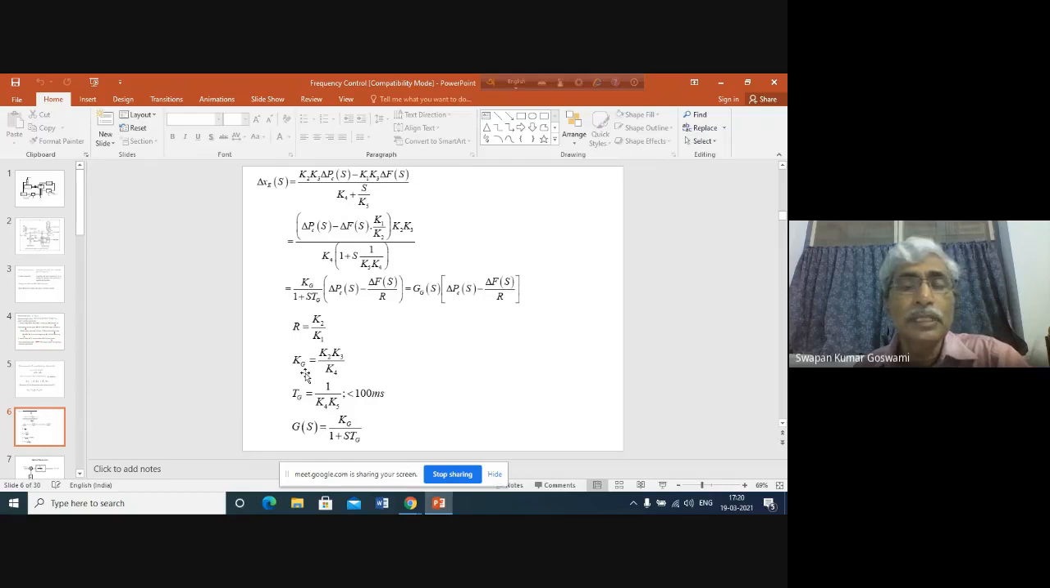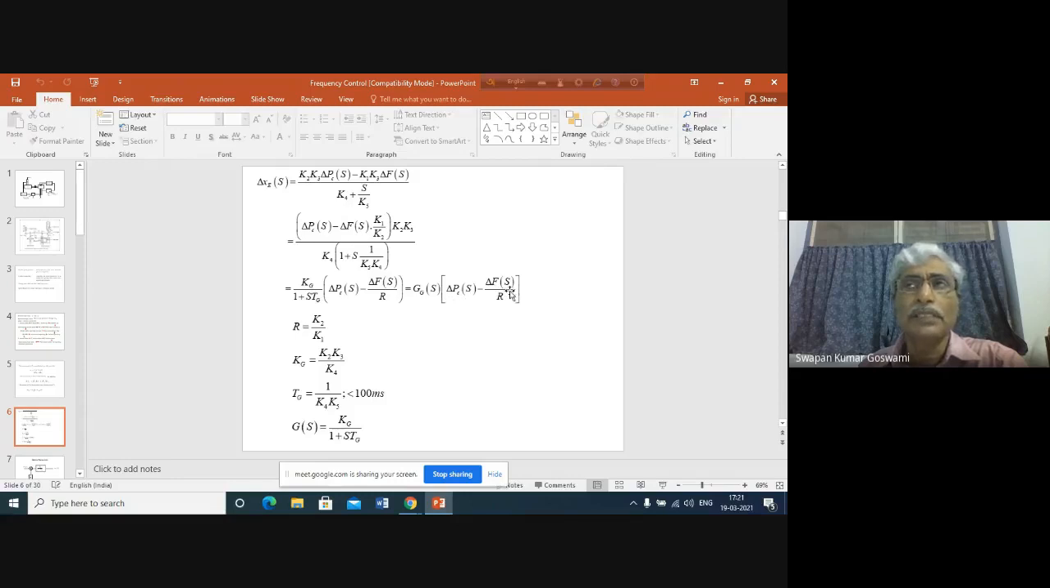Kg is the governor gain, represented by K2 K3 by K4, and Tg is the time constant of the speed governor. It is 1 by K4 K5. The value of Tg is of the order of 100 milliseconds. This is the order of Tg. And therefore we can write these things. Sometimes we may write it this way: G of S, where G is for governor, representing the transfer function of the speed governor. G(s) is Kg by 1 plus sTg, and delta PC(s) is the power increase command.